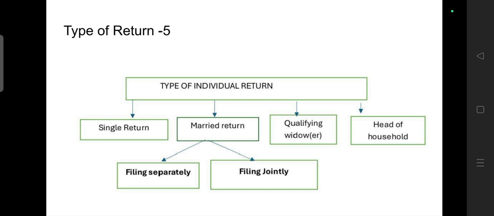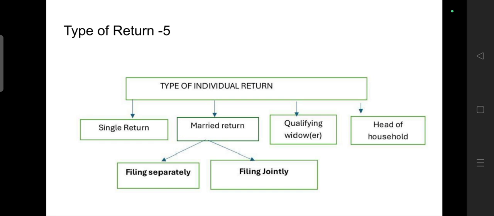Now we will move into the types of returns. How many types of returns are available in the United States of America? There are five categories of returns available. Mainly it depends on marital status. Marital status is very important. Let's discuss one by one.